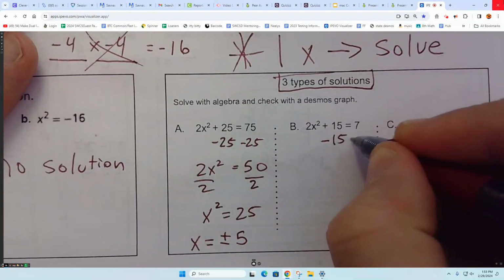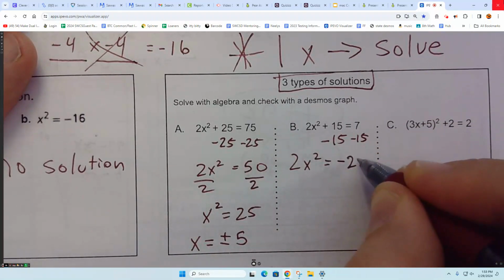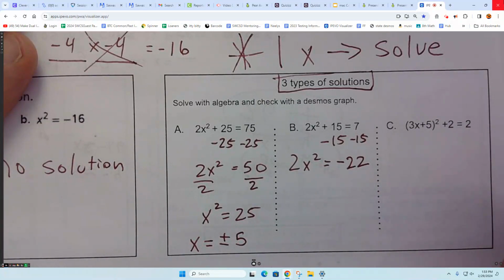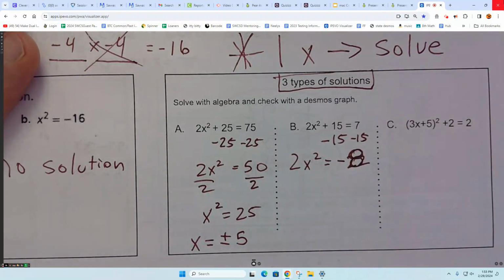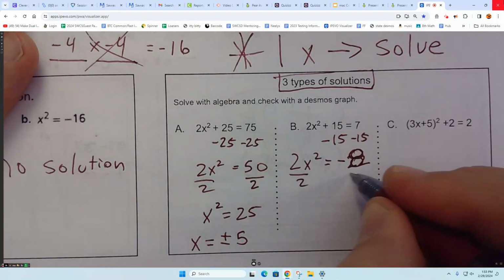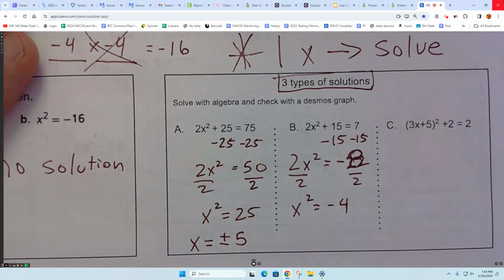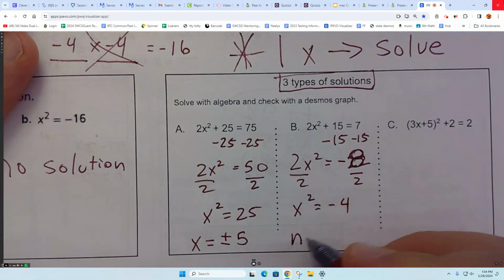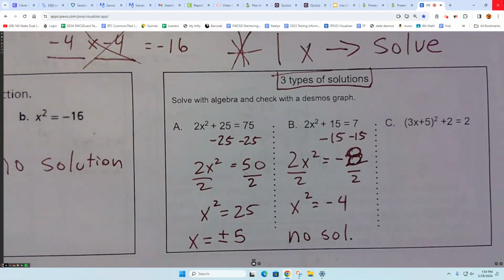So only 1x, solve it. Subtract 15 from both sides. 2x squared equals negative 22. No, negative 8. Thank you. Divide by 2. X squared equals negative 4. Unsolvable. No solution. If I were to graph this, would it go through the x-intercept? No.